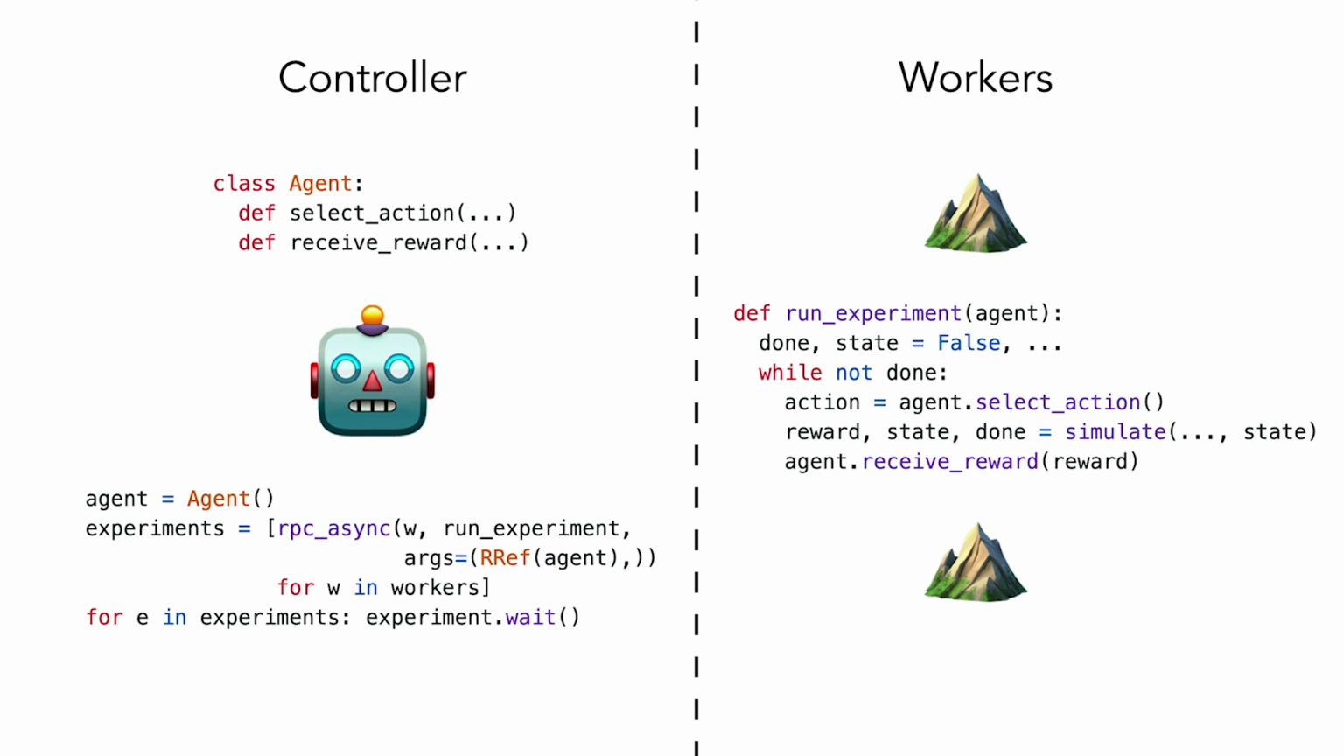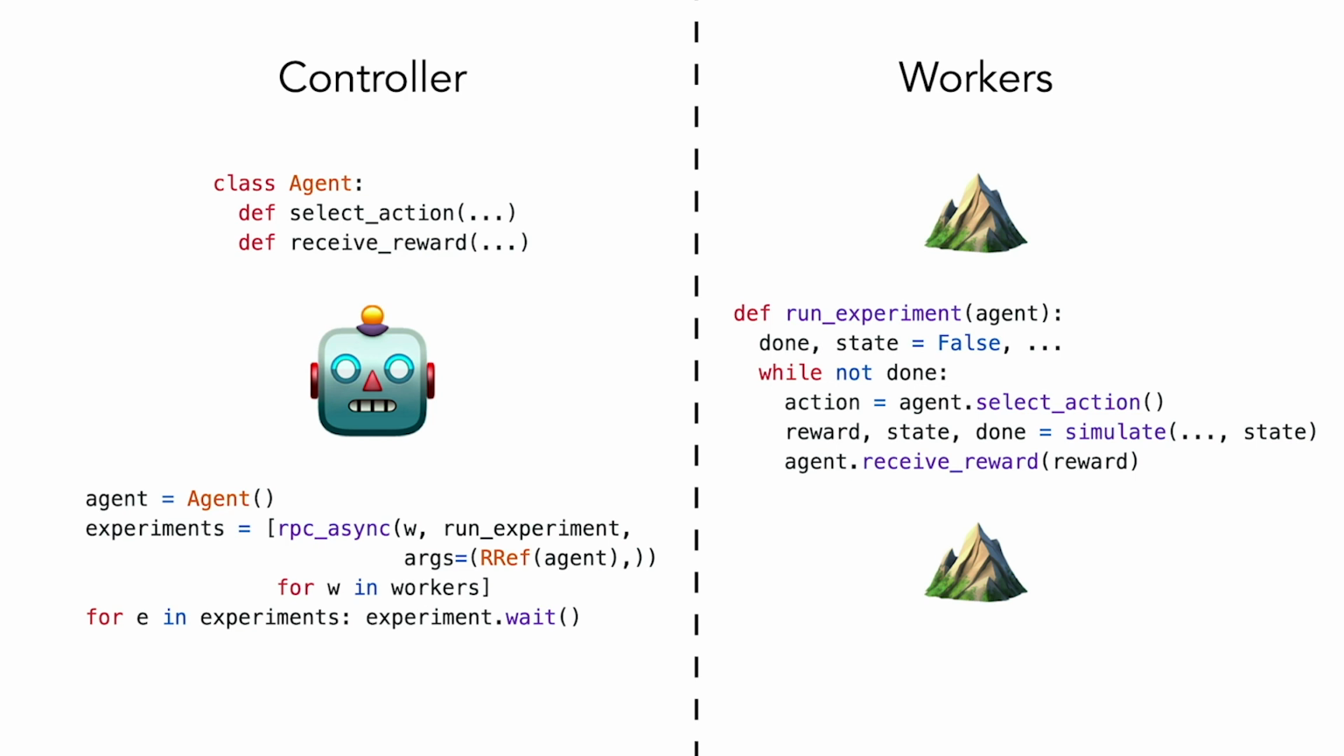It's just the distribution, the code that actually queues those functions, which will distribute the computation. So we have an implementation of the agent, which is a class with two methods: select action and receive reward, to better inform the future choice of actions. And in the controller half at the bottom, we will create the agent, launch a bunch of those experiments using the async call, and pass a remote reference to the agent to every single one of those workers. And then we will wait until all of those experiments complete.